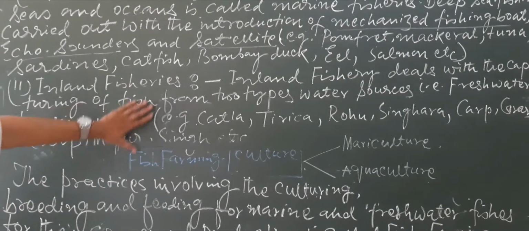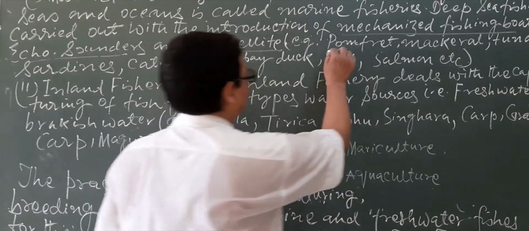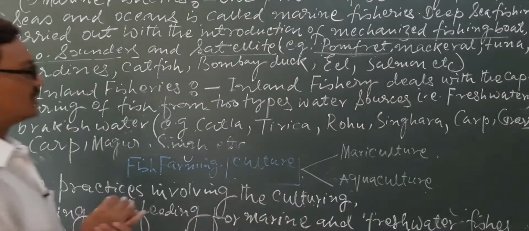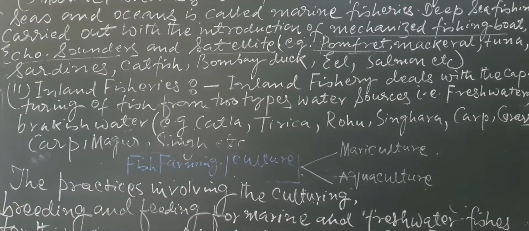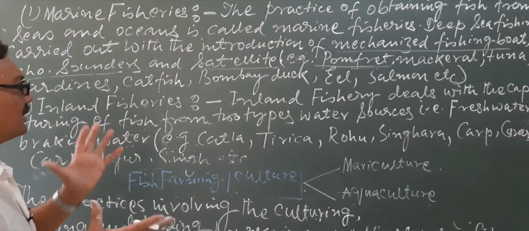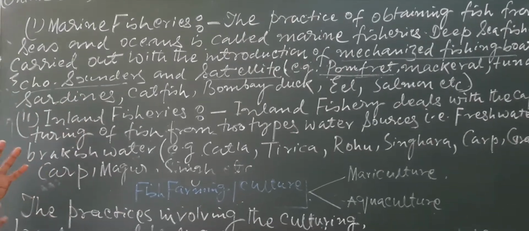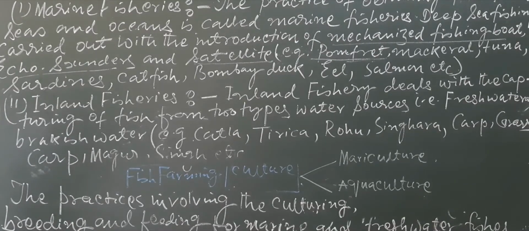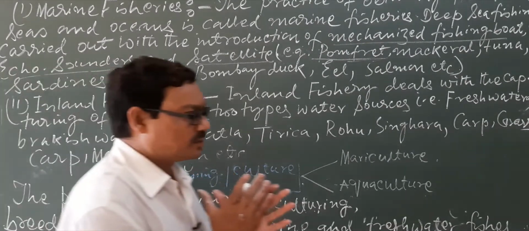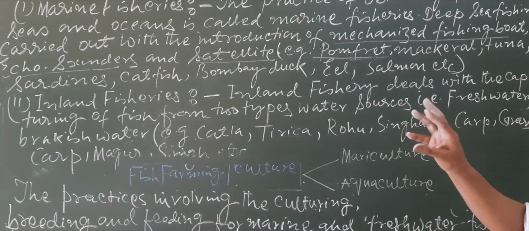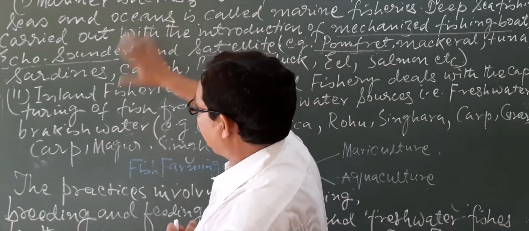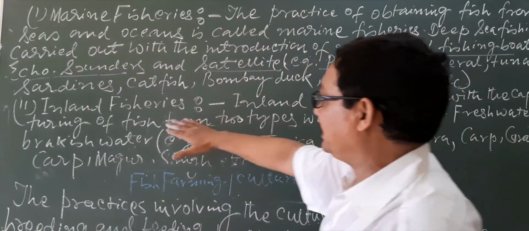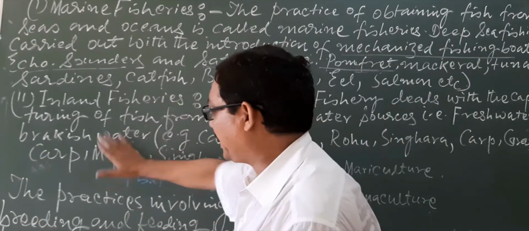So these are some examples here, and here you have also seen examples like pomfret, mackerel, tuna, sardines, catfish, Bombay duck, eels, salmon, etc. So when we are talking about capture fish and fishing, we will be talking about two different sources, marine and inland fishes. Marine means the seas and the oceans, and inland means fresh water and the brackish water.